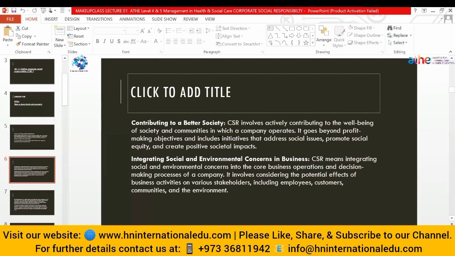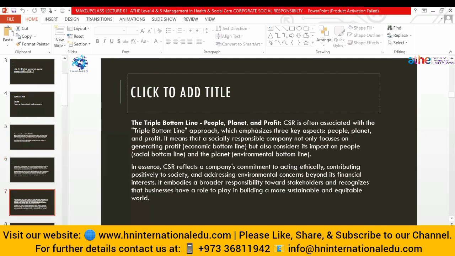The triple bottom line, what does it mean? It means people, planet, and profit. Whenever we talk about the triple bottom line, it is all about the people, that is, what is the impact of CSR on the people, on the planet, and the profit itself. So it is often associated with the triple bottom line approach, which emphasizes three key aspects: people, planet, and profit.